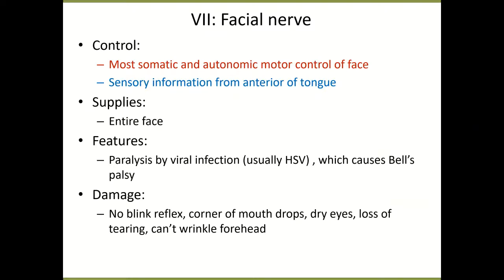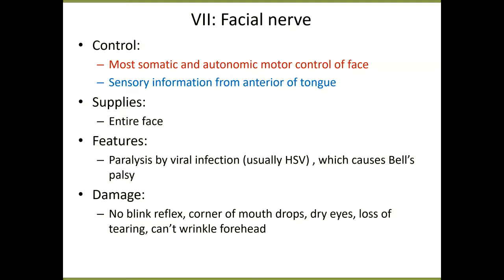What kind of autonomic control do we have though? Well, tearing, right? Production of tears is motor, and most of the time we don't have conscious control over that. That's autonomic. That's controlled by the facial nerve. Right? Saliva production is controlled by the facial nerve. That's autonomic. We're also sensory here too, weirdly. We supply sensory information from the tip of the tongue. So stick your tongue out and touch the tip of your tongue. That taste information is being conveyed by the facial nerve.